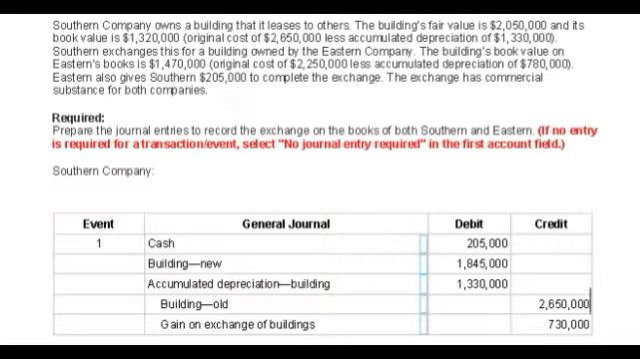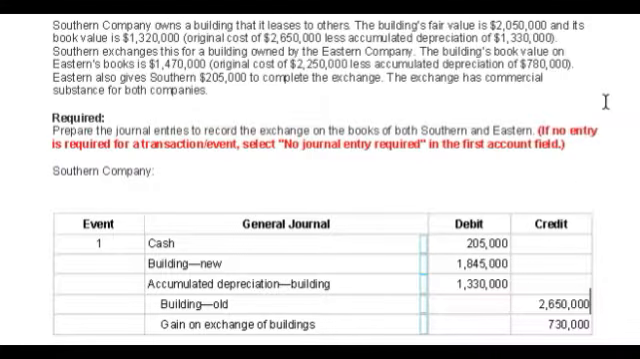Here you can see that we have a gain of 730,000. How do we get 730,000? Well, if you take the book value from the fair value of the building you're getting, then you will get 730,000.